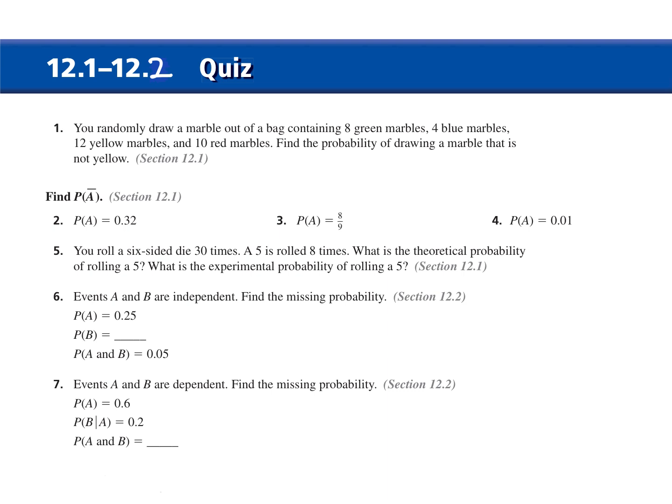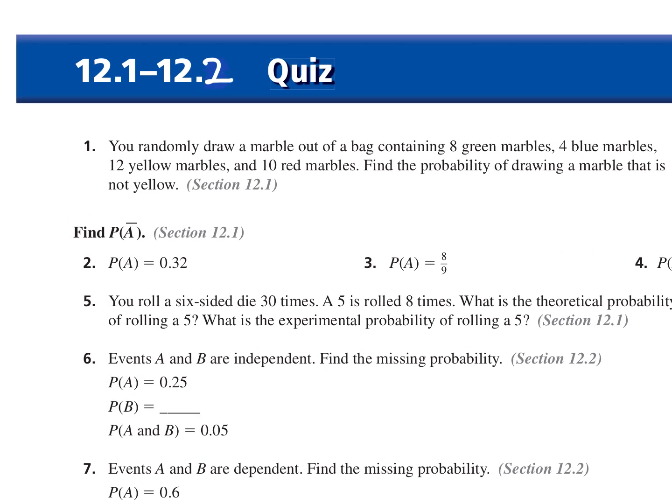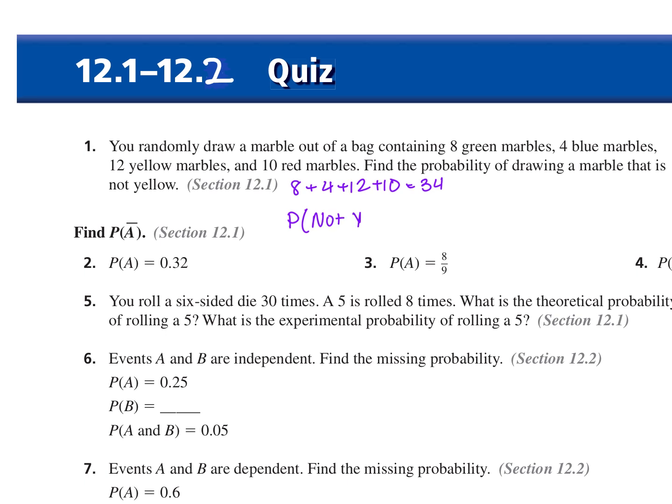So first thing I have to do is determine how many marbles there are in the bag. So I'm going to go ahead and add them first. So I have 8 plus 4 plus 12 plus 10. That's going to give me a total of 34. So I need to figure out the probability of the marble that is not yellow.